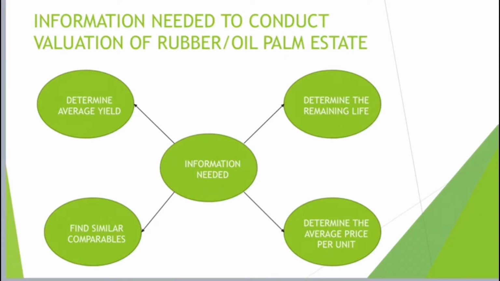Next, the information needed is to find similar comparables. We have to know the information of the subject property, such as the tenure, the size, the location, and the status. This is to find comparables that have similar characteristics to the subject property. This information is needed in order for the valuer to value the agricultural land.